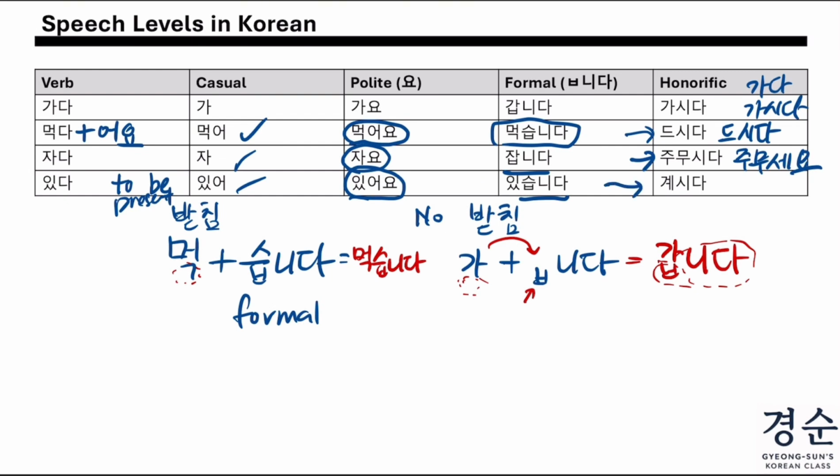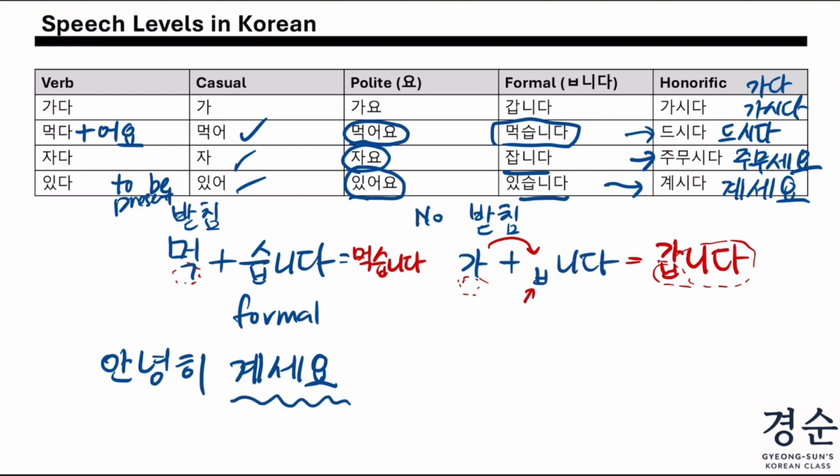Okay, 계시다. So how do we conjugate? It is 계세요. That's why we say 안녕히 계세요. Right? When we are leaving, when we want to say goodbye, so stay here well. Okay, stay here well, right? So we are basically saying be present here well. So this is the 계세요 here. So the base form is 계시다.